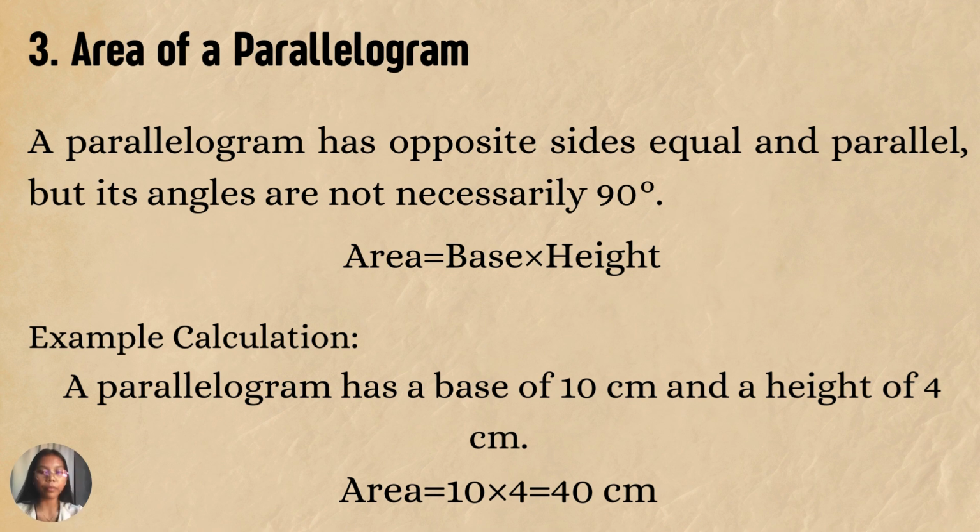Now, a parallelogram. A parallelogram has opposite sides equal and parallel. Its angles are not necessarily 90 degrees. The formula is base times height. For example, a parallelogram has a base of 10 centimeters and a height of 4 centimeters. So, area is equal to 10 times 4, which is 40 square centimeters.